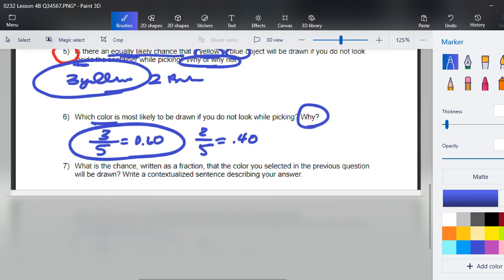What is the chance on number 7, written as a fraction, that the color you selected in the previous question, we picked yellow, is going to be drawn, and write a contextualized sentence? So the chance is 3 out of 5 that we will draw yellow. So there's your sentence: out of every 5 times we draw an object out of this bag, 3 of those times, it will very likely be yellow. That's not written very well. But 3 out of the 5 times that we draw an object out of the bag, it will very likely be yellow.